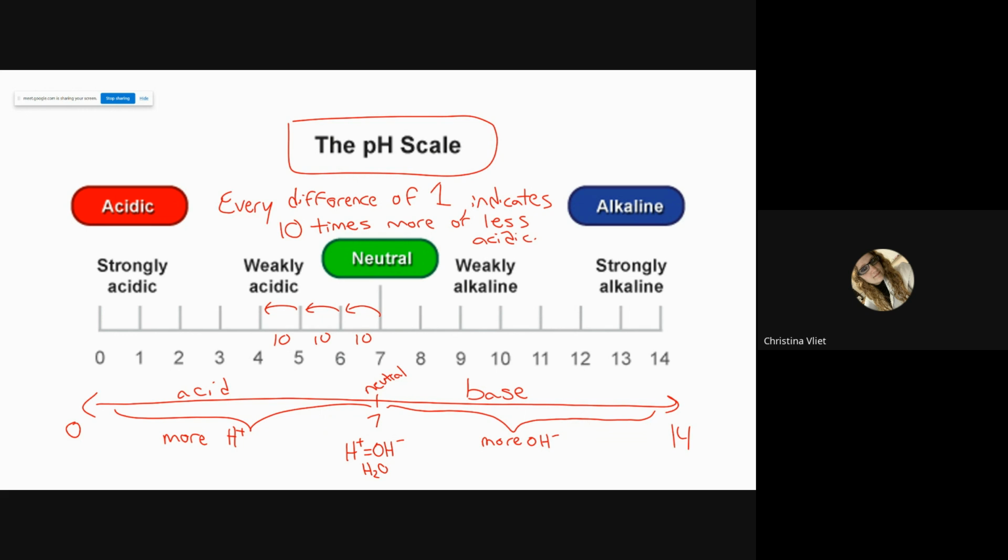So make sure you have the pH scale down. What you need to know at this point is that if you see a pH of 7, this means you have the same amount of H plus as OH minus. If the pH is less than 7, you have more H plus. If the pH is more than 7, you have more OH minus. And every movement of 1 is actually 10 times more or less acidic or basic, depending on which way you're moving, of course. All right, that was just review of the pH scale.